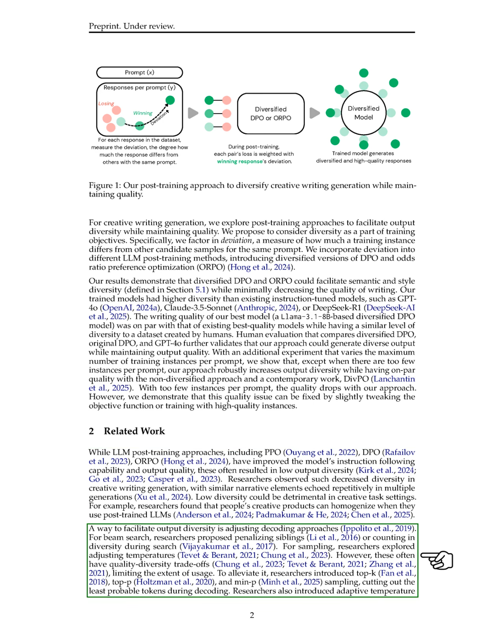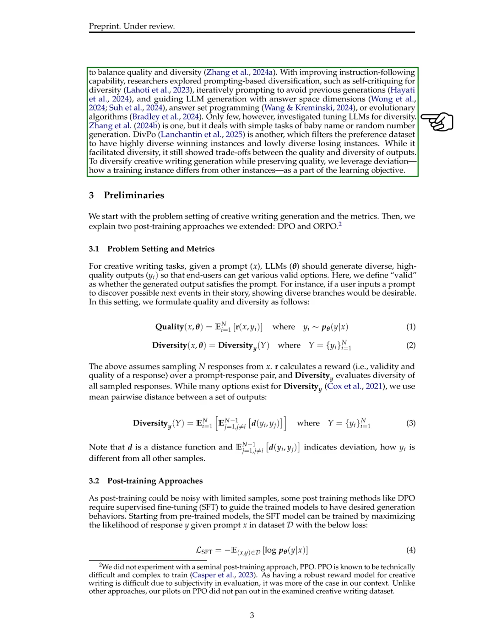To enhance diversity, some have suggested adjusting decoding methods, such as penalizing similar outputs during beam search or modifying sampling techniques. However, these adjustments often come with trade-offs between quality and diversity. We also highlight that while some studies have explored tuning LLMs for diversity, they typically focus on simple tasks. Our approach, which leverages deviation as part of the learning objective, aims to diversify creative writing generation while preserving quality.